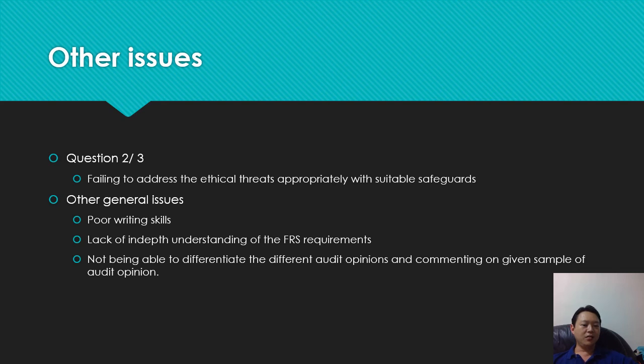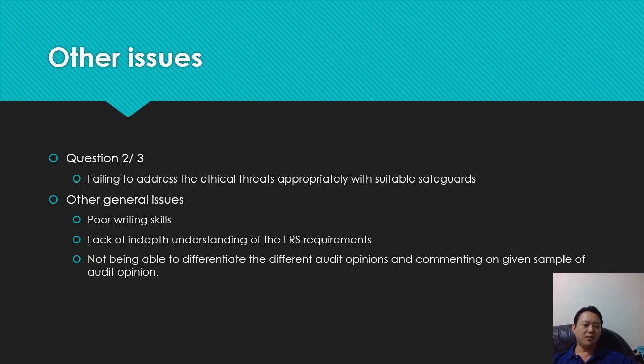Okay, another issue is failing to differentiate the different audit opinions and to comment on the sample audit opinion. It is not uncommon for the question to feature a sample of an audit opinion or even a sample of the audit report, and you'll be asked to comment on the appropriateness of the audit opinion and even the audit report. So you have to actually practice it. There is no shortcut to this. You need to practice that.